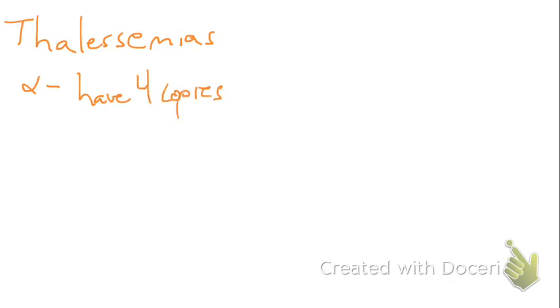There's also diseases called thalassemias. And what happens is in all of us, our hemoglobin makes a transition from fetal hemoglobin to adult hemoglobin. A lot of times if we have one of these thalassemias, it doesn't make that transition. And so there's something called alpha-thalassemia. So in alpha-thalassemia, you have 4 copies of your fetal hemoglobin still there.